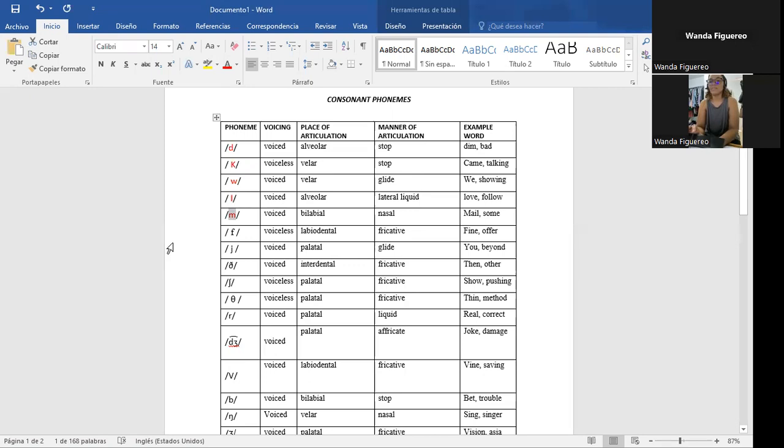Remember, bilabial sounds happen when both lips get in contact. So it is a voiced bilabial nasal sound. For example, male or some. We have the f sound, which is voiceless. It's a voiceless labiodental fricative. For example, fine or offer.